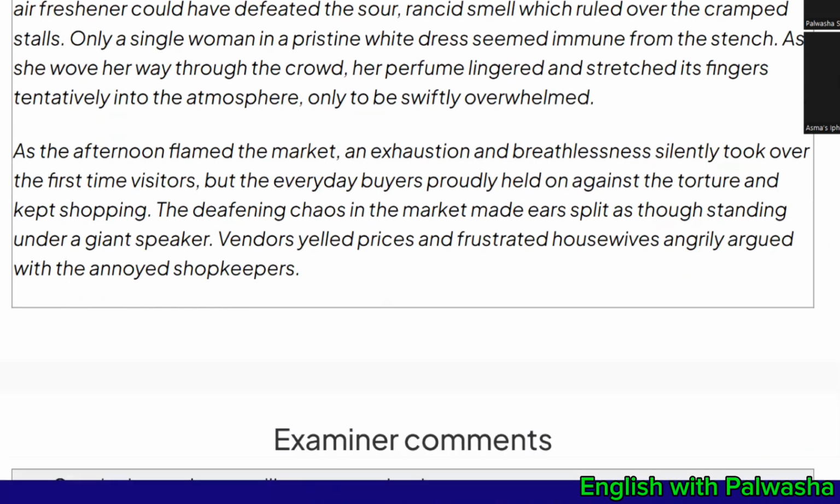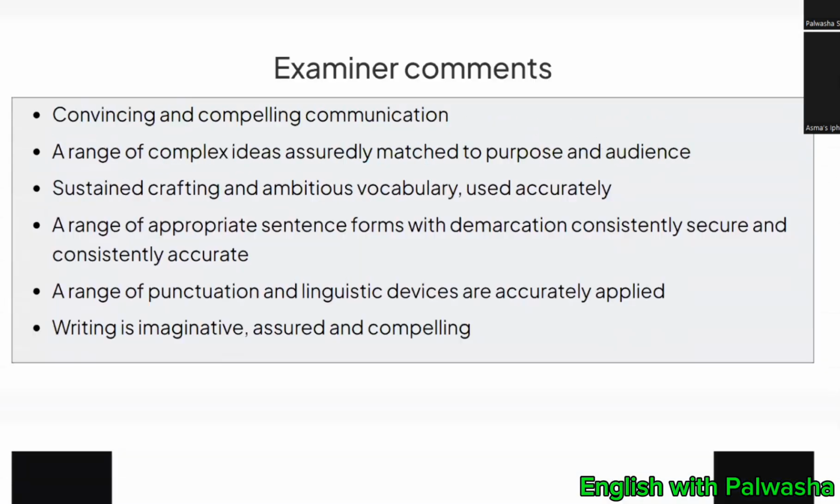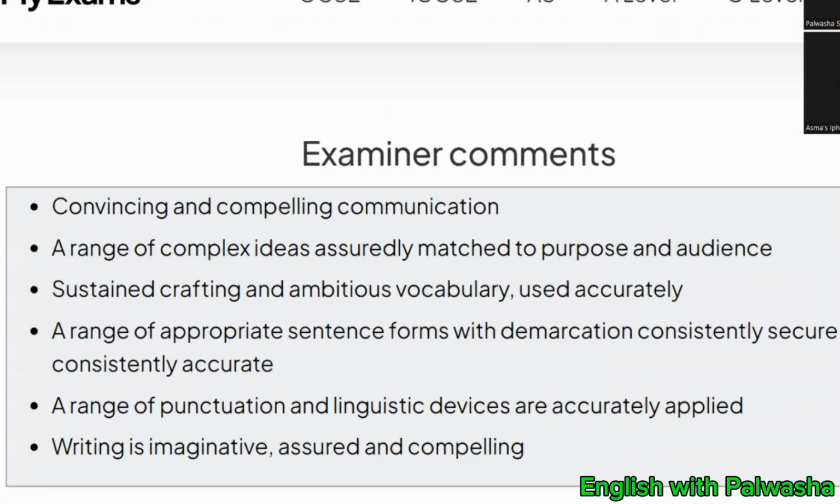Now, Rija, did you get an idea of how we need to write and what are the examiner's comments under it? You can now see it. After writing such a solid piece of writing, the examiner comments that it's convincing and compelling communication, a range of complex ideas assuredly matched to purpose and audience, sustained crafting and ambitious vocabulary used accurately, a range of appropriate sentence forms with demarcation consistently secure. In each line, she's creating that picture which a person cannot even stop reading, and consistently accurate, a range of punctuation and linguistic devices are accurately applied. Writing is imaginative, assured, and compelling.